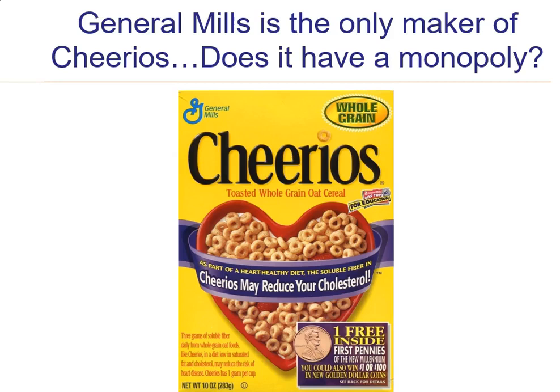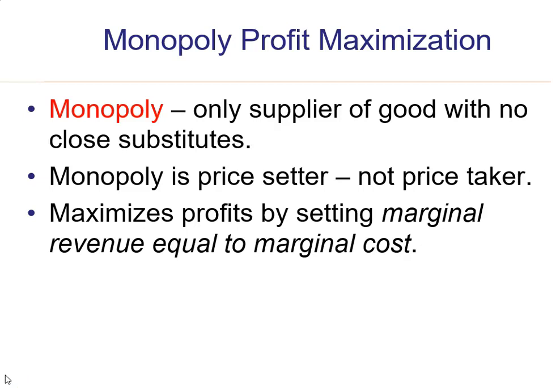So there are two criteria you need for a monopolist. First, you have to be the single seller of the good, which General Mills satisfies here. But the second criteria is the good has to have no close substitutes. And that's where General Mills fails to meet that criteria, because there are other options you can get for cereal. You don't have to buy Cheerios. So the definition then of a monopolist is the only seller of a good with no close substitutes.